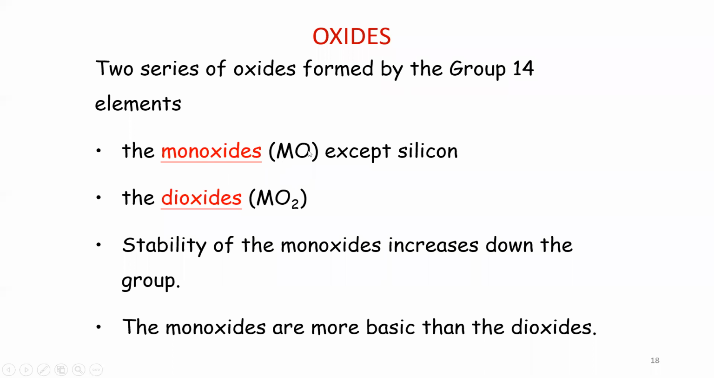So that is for the chloride. So we'll now look at the oxide. They also form two types of oxide. We have the monoxide and we have the dioxide, +2 and +4. And the stability of the monoxide increases down the group. And the monoxides are more basic than the dioxide. The dioxides are more acidic, like your carbon dioxide. Of course, our carbon dioxide is acidic. So we say the monoxides are more basic than the dioxides. So the dioxides are more acidic.